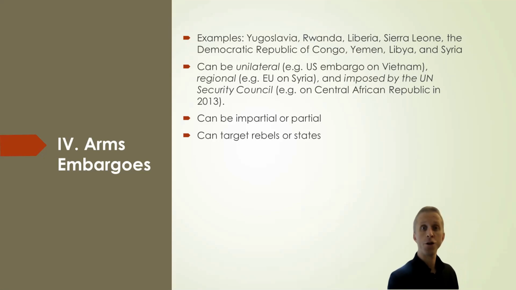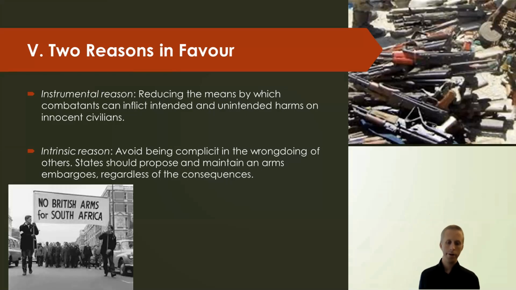On the face of it, there are two major reasons in favor of arms embargoes. Firstly, it appears that they can reduce the ferocity of the conflict and the extent of mass atrocities. This is by most straightforwardly reducing the means by which combatants can inflict intended and unintended harms on innocent civilians. Combatants, soldiers, won't be able to undertake as many operations or as extensive operations as they would have been able to if they do not have the arms to do so. This is an instrumental reason in favor of arms embargoes. It simply says that there's going to be better consequences, reduced suffering for the population.